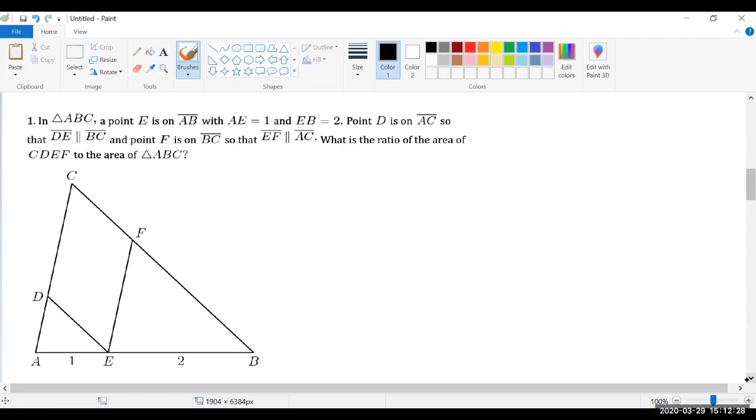All right, here's our first question regarding similar triangles. Take a minute to read it. In triangle ABC, a point E is on line AB with AE equals 1 and EB equals 2. Point D is on AC so that DE is parallel to BC, and point F is on BC so that EF is parallel to AC. What is the ratio of the area of CDEF to the area of triangle ABC?